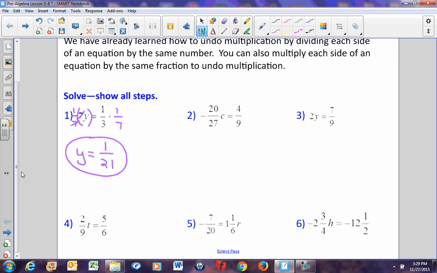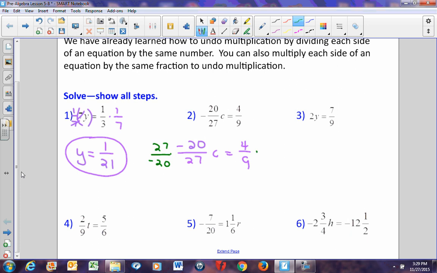Number 2, I've got negative 20/27c equals 4/9. I'm going to rewrite this underneath because it's a whole lot easier to work with if my number in the problem is not in the way. To solve this, I'm going to multiply by the reciprocal. I'm going to multiply by 27 over negative 20, or I can multiply by negative 27 over 20. It doesn't matter where the negative sign is.